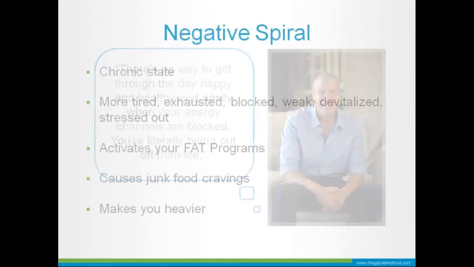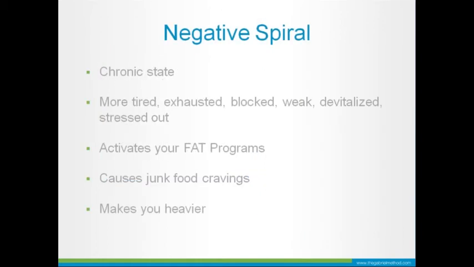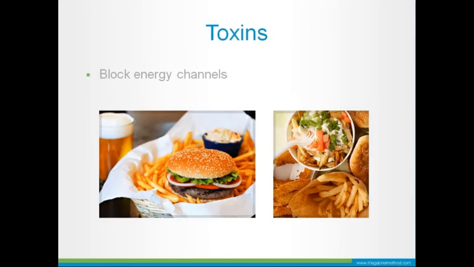So people are living in this chronic state of what I call a negative spiral, where they're getting more and more tired, more and more exhausted, more and more blocked, more weak, more devitalized, and the whole time more stressed out, and all these things are activating your fat programs, and they're causing junk food cravings, and you're getting heavier and heavier, and that's making it even worse. And then another thing that blocks your energy channels is toxins. We have toxins from everywhere, and we talked about toxins. So toxins can also block your energy channels. So all these things are happening to create this vicious, vicious cycle.